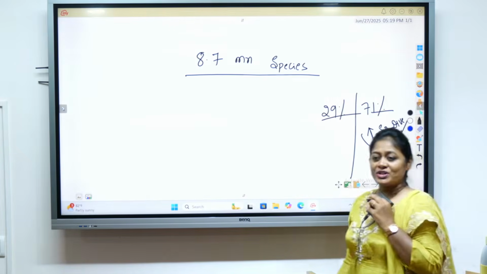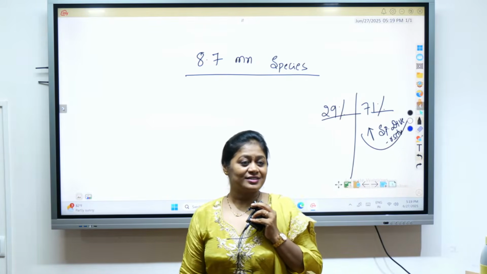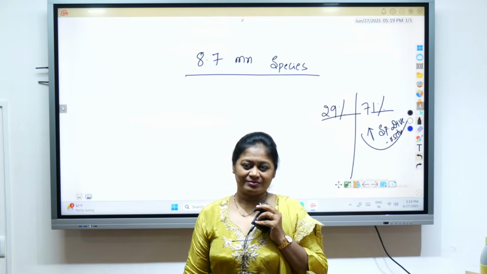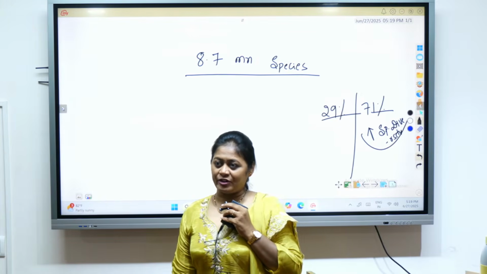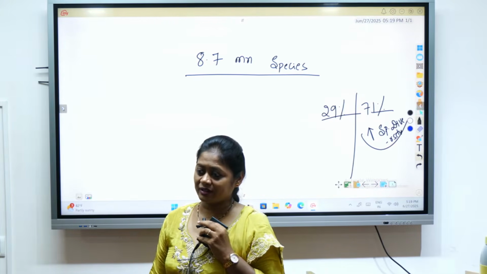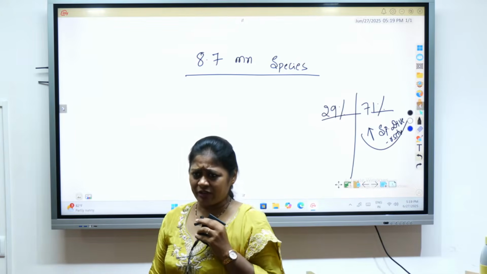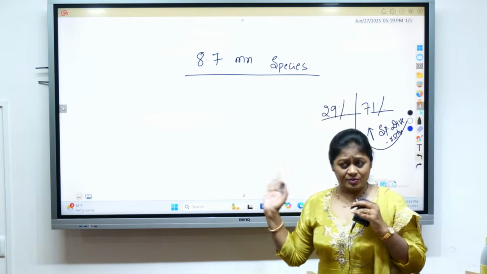So this oceanic water is having the highest salinity. Salt water is not a feasible environment for organisms to thrive, isn't it? Is it a feasible environment? And you cannot get a diverse ecosystem here.